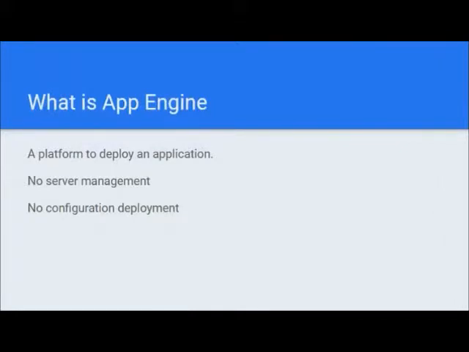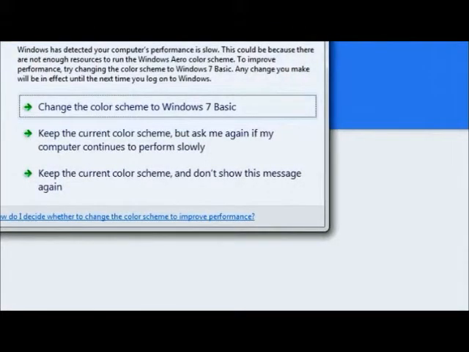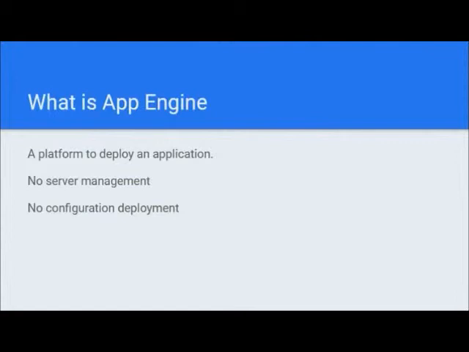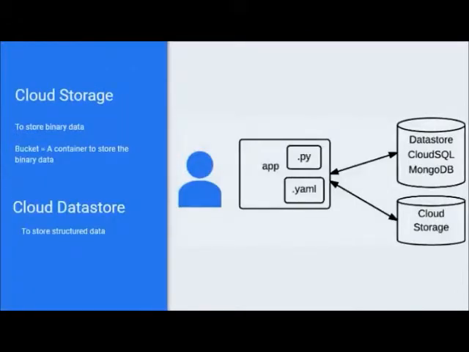So what is App Engine? App Engine is a platform to deploy an application, and in App Engine there is no server management and also no configuration deployment. Okay, next is Cloud Storage. Cloud Storage is to store the binary data, and a bucket means a container to store the binary data, and then Cloud Datastore is to store structured data.